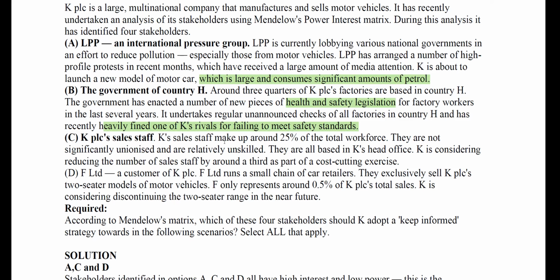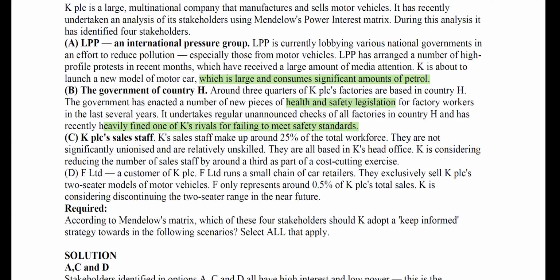The case says sales staff make up around 25% of the total workforce. They are not significantly unionized and are relatively unskilled. So what is this telling us? Do they have power or not? They don't have power. They are all based in K's head office. K is considering reducing the number of sales staff by around a third as part of a cost-cutting exercise. They are about to go home. So where do we put them? Low priority.